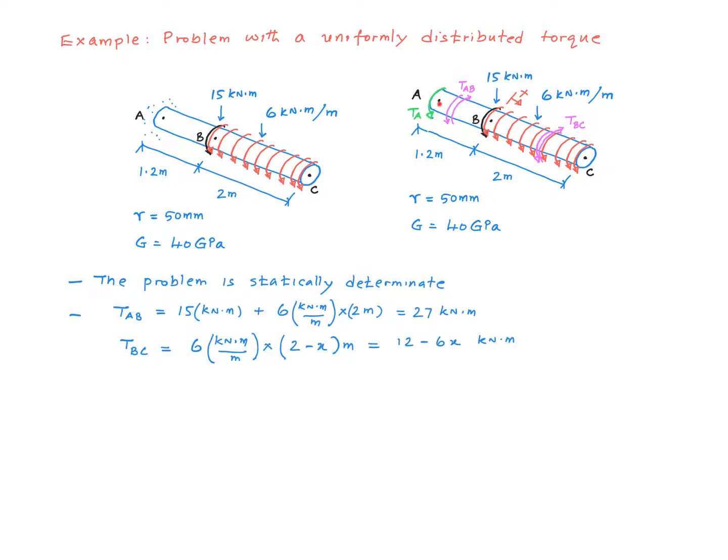Now we're going to evaluate the internal torques in the segments AB and BC. Within segment AB, you can section it anywhere you want.